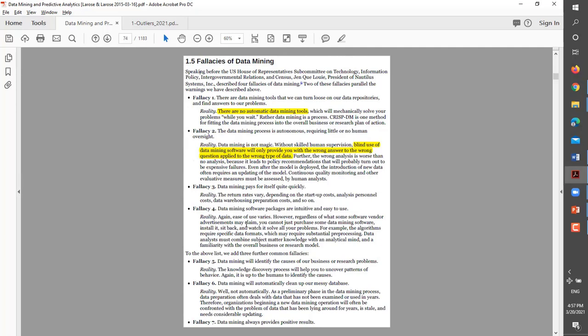So what is wrong with data mining, okay? There are some important points. The other parts, I didn't find them very important. There are no automatic data mining tools. So the people who think that, okay, we put the data in the software and we get the model, no, it's not right. The other thing is blind use of data mining software. It will only provide you with the wrong answer to the wrong question applied to the wrong type of data.